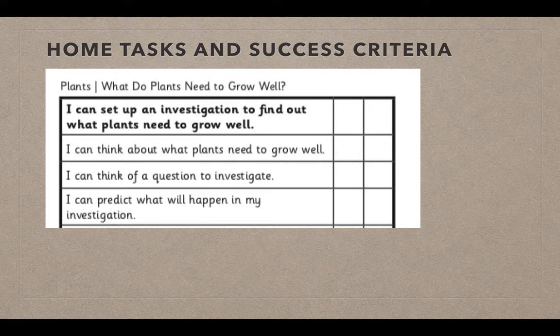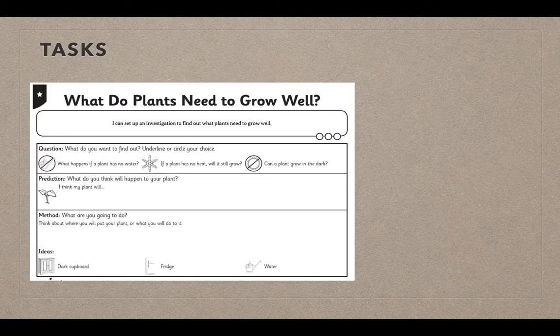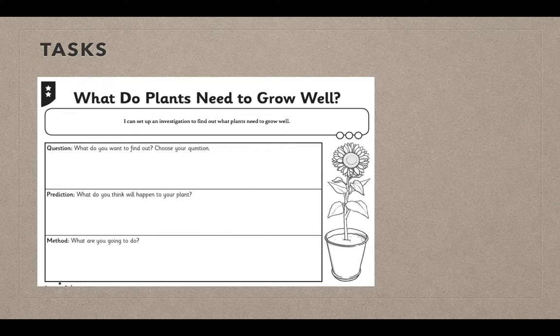Now, how does this involve you? Well, let's look at the next slide. So think about the success criteria. We've got a worksheet here. What do plants need to grow? This is 1 star. You can decide, will you do a 1-star question? You may choose to do it and then also do another starred question. You may choose to do a 2-star question.